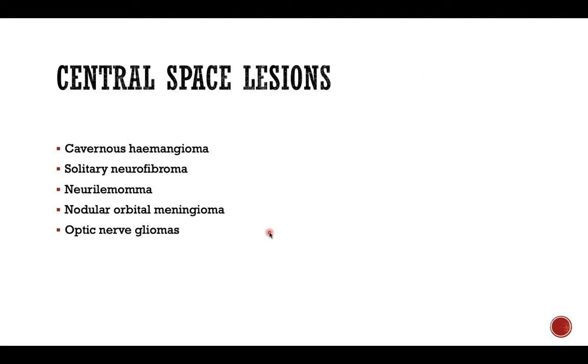The lesions commonly found in the central space are cavernous hemangioma, solitary neurofibroma, neurilemoma, nodular orbital meningioma and optic nerve gliomas. The tumors present in this space, contrary to the peripheral orbital space, cause axial proptosis and are most often approached by lateral orbitotomy.